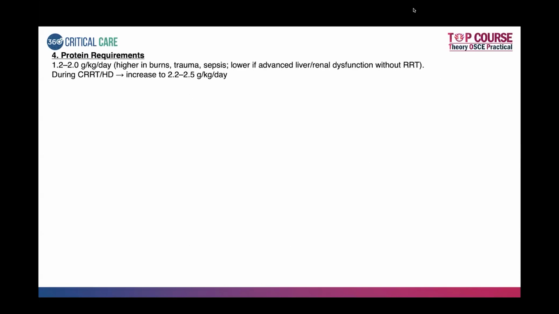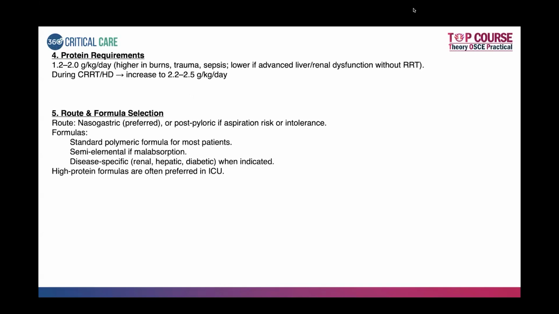Then protein requirements: you go with 1.2 to 2 grams per kg per day, higher in burns, trauma, sepsis, and lower in advanced liver or renal dysfunction without renal replacement therapy. During CRRT and hemodialysis, you need to increase the protein intake to 2.2 to 2.5 grams per kg per day.